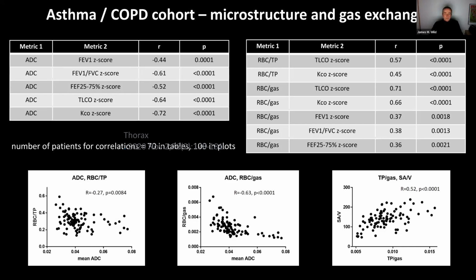So I'm excited to see how this study pans out and whether we can actually use this to stratify asthma and COPD overlap alongside the CT and the lung function. And there are some correlations there with the established lung function tests as well.